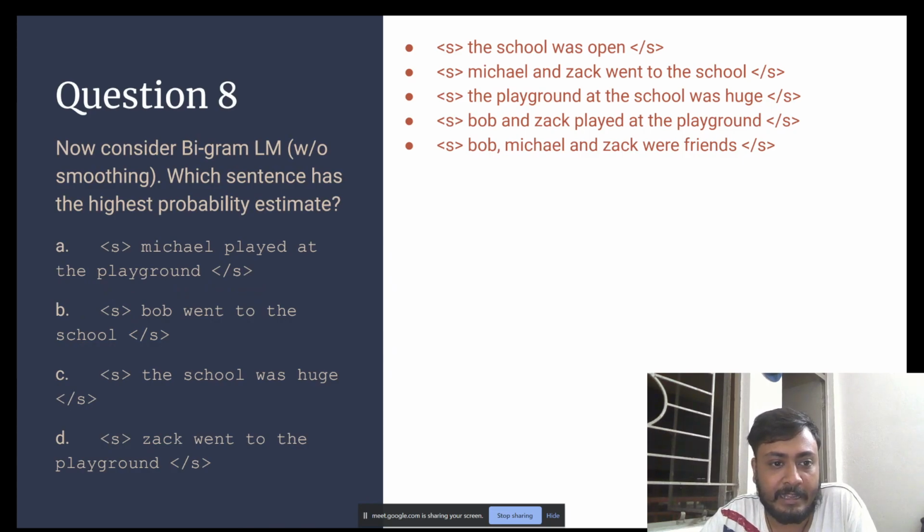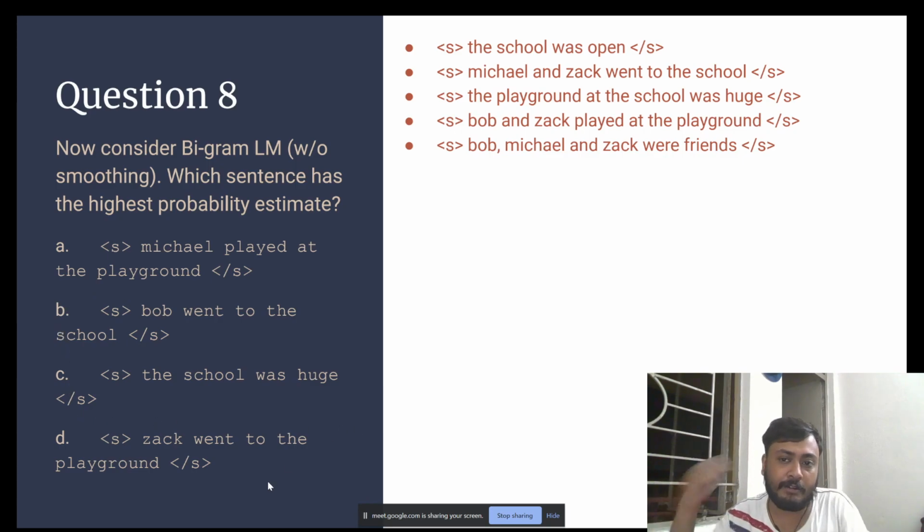Again, next question. So you have the same corpus, but this time you have a bigram language model without smoothing. So which sentence has the highest probability estimate? So here they have asked you to find out the highest probability estimate among these 4 sentences.